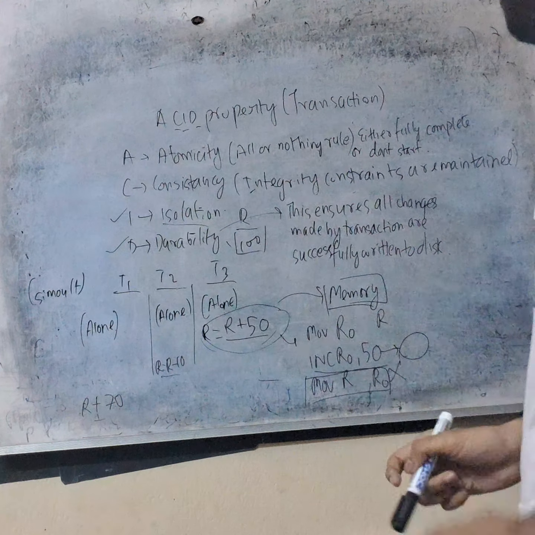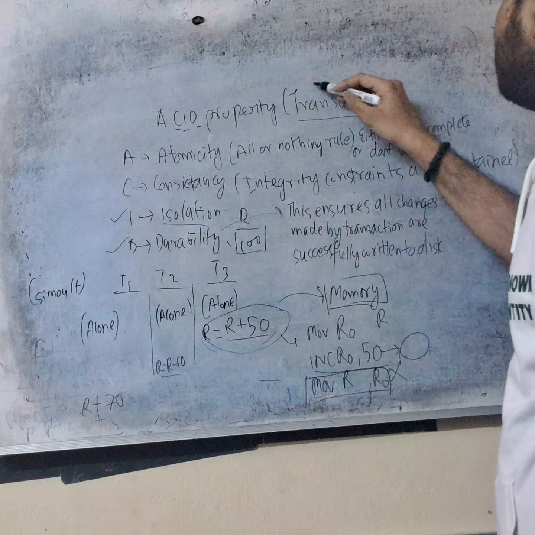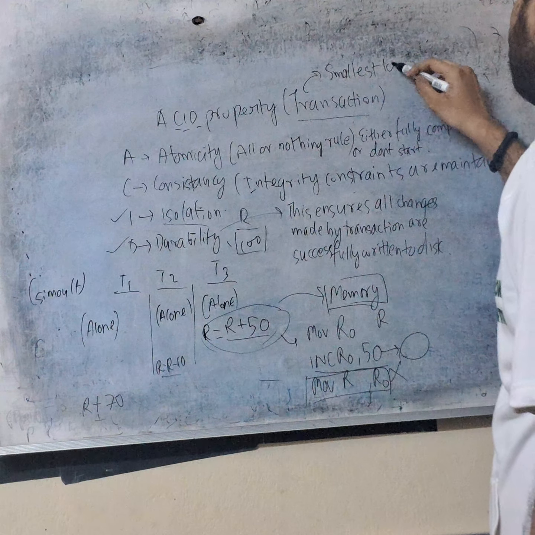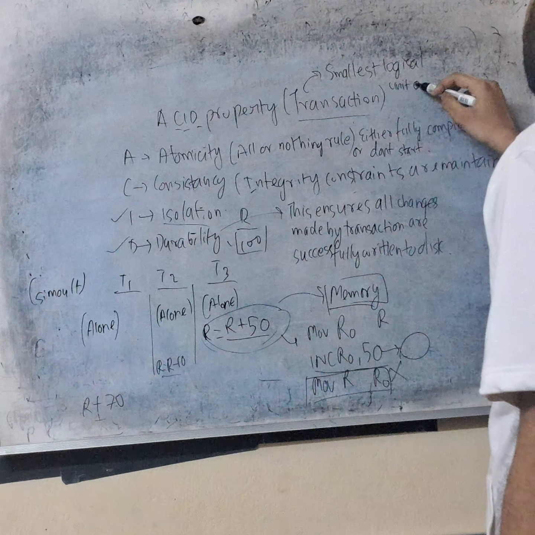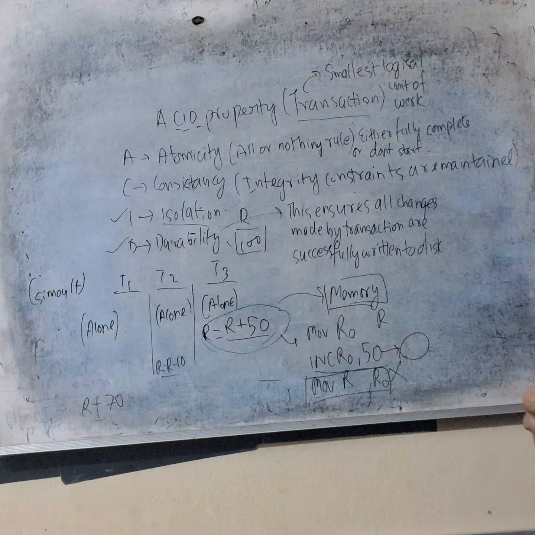Now there is one more thing. What is a transaction? If somebody asks you, a transaction is basically the smallest logical unit of work. The smallest logical unit of work is known as a transaction. Okay, fine.